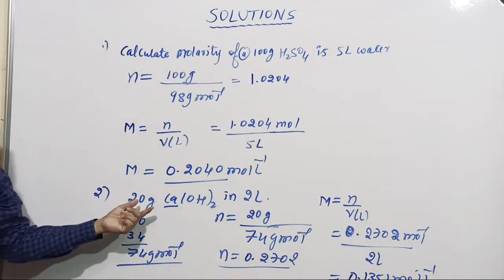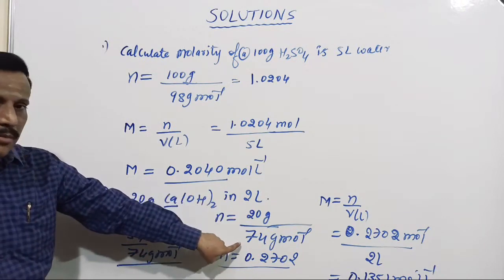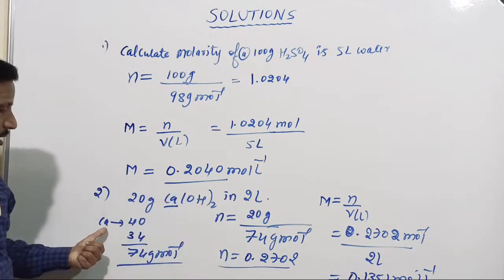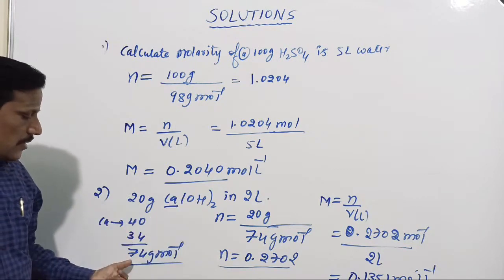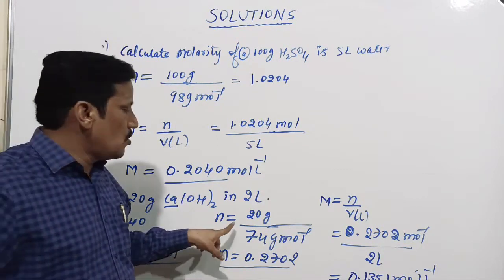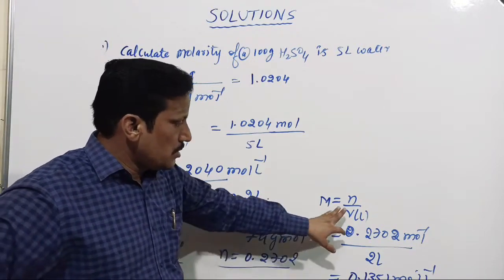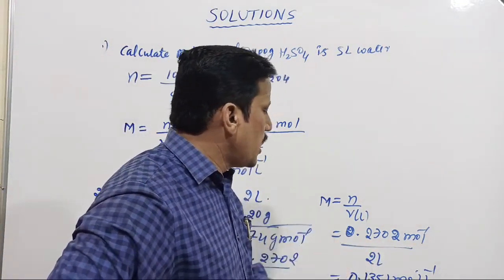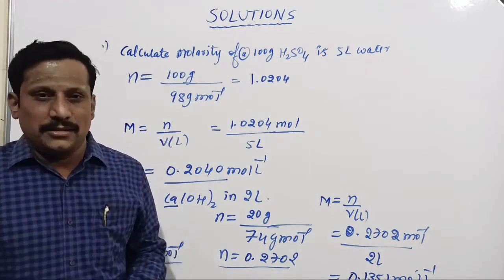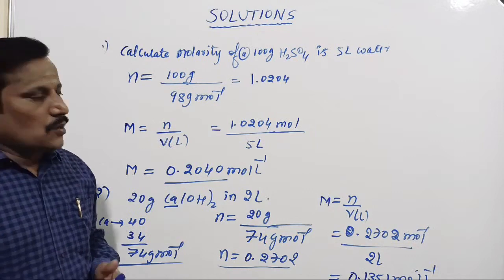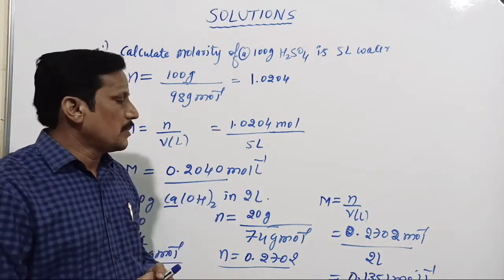20 grams of calcium hydroxide in 2 liter. Number of moles is equal to given mass divided by molecular mass. Calcium is 40 and the 2 hydroxides are 34, so 74 grams per mole. N is equal to 20 by 74, we get 0.2702 moles. 0.2702 divided by 2 is 0.1351 mole per liter. Right? Quickly copy this down. If anybody has not solved it, just glance once.